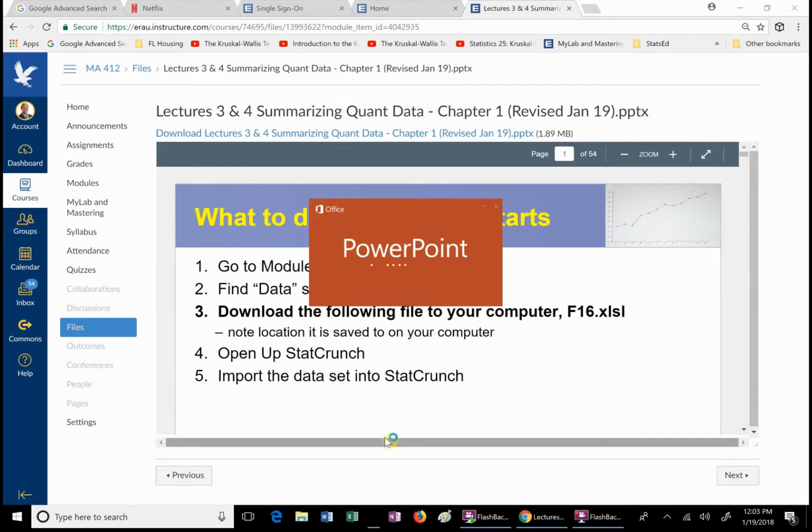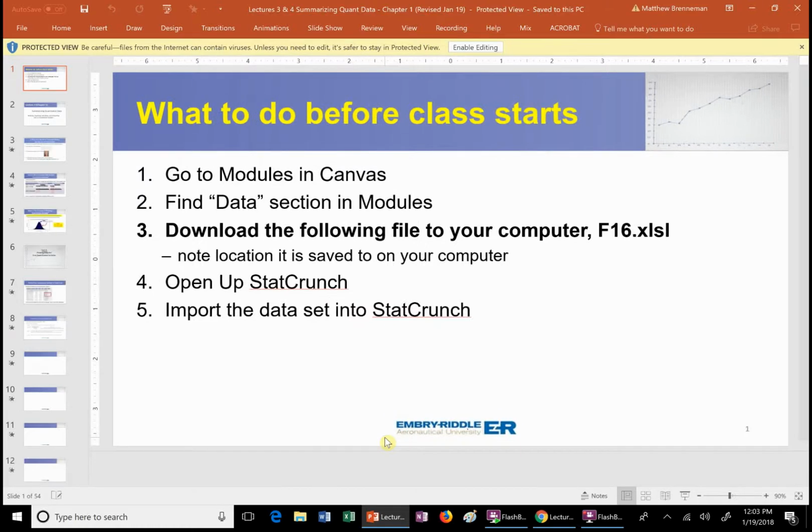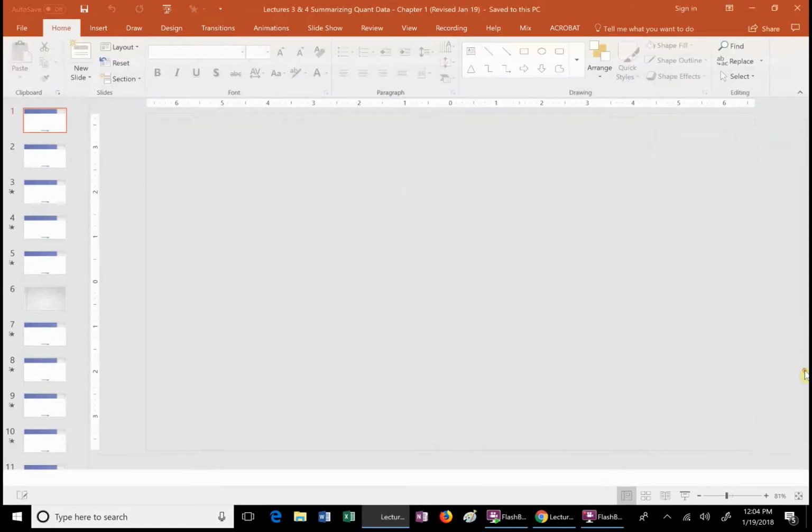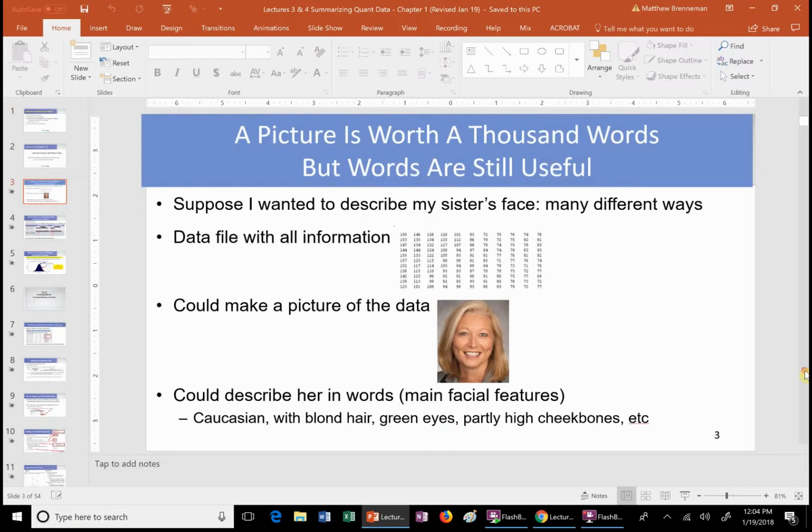So when we're describing a data set, what do we need? We need to know how many modes there are. We need to know the shape. We need to know outliers. And then we need to describe the center and the spread. So we want to look at what the center of the distribution actually means, and it doesn't mean what you probably think it does.